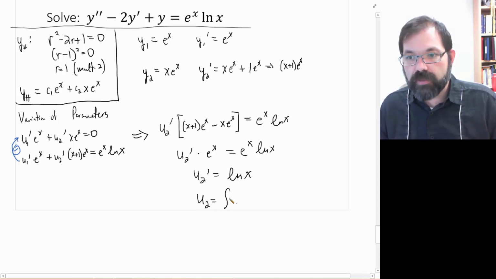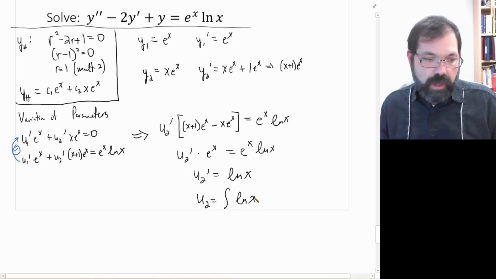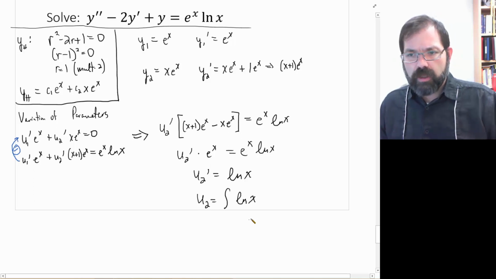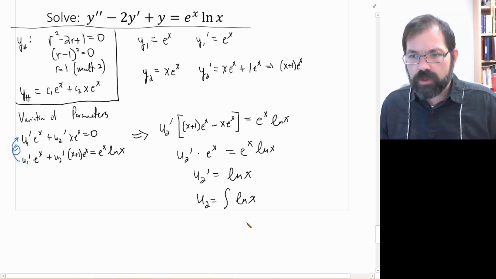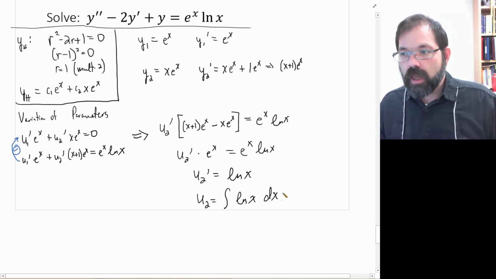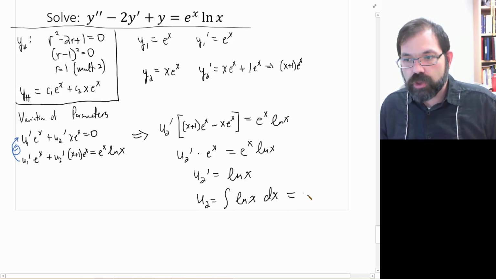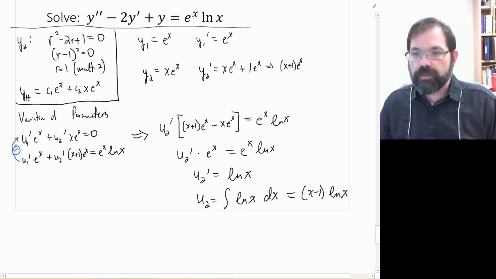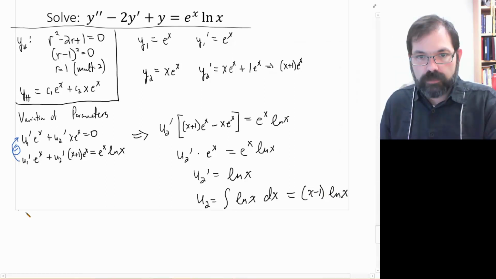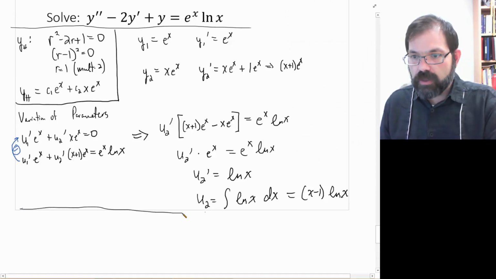So then u2 is the antiderivative of natural log x, and this is something that you hopefully saw in calculus 2. You use an integration by parts, and we find then that u2 is equal to (x minus 1) times the natural log of x. And you can verify this by applying an integration by parts. All right, so I've got the u2.